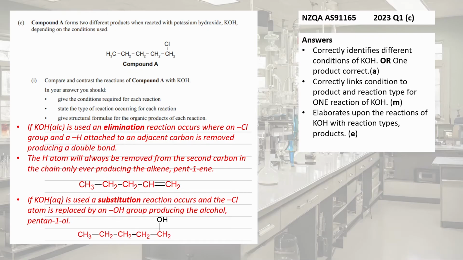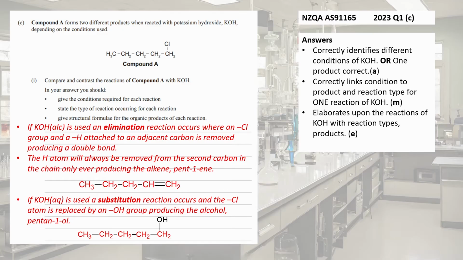If we elaborate upon the reactions of KOH with reaction types and products, so if we actually do the full thing here, then we're going to get the excellence. So we're going to say we need KOH alcohol for elimination, to produce this product. We're going to link them all together. We'll get this first paragraph and then the second one we need as well to get the excellence.